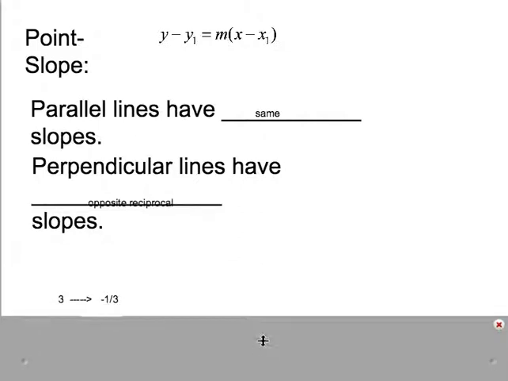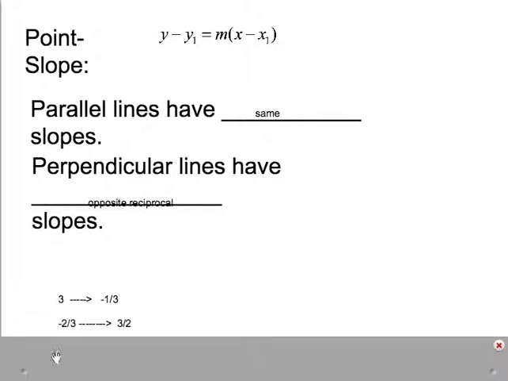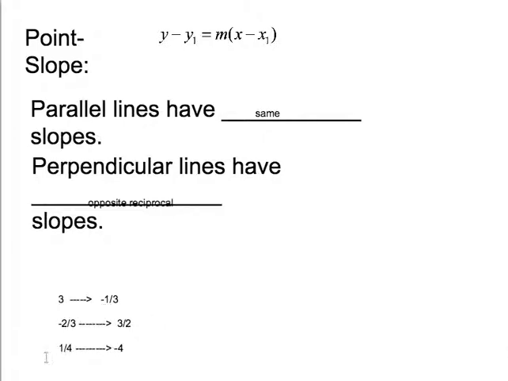So if I had started with the number 3, its opposite reciprocal would be negative 1/3. The reciprocal of 3 is 1/3. If I start off with positive, its opposite is negative. Okay? If I start off with negative 2/3, the reciprocal of 2/3 is 3/2. If I start with negative, I end with positive. If I start with negative 1/4, the reciprocal of 1/4 is 4. I started off with positive, I end up with negative.